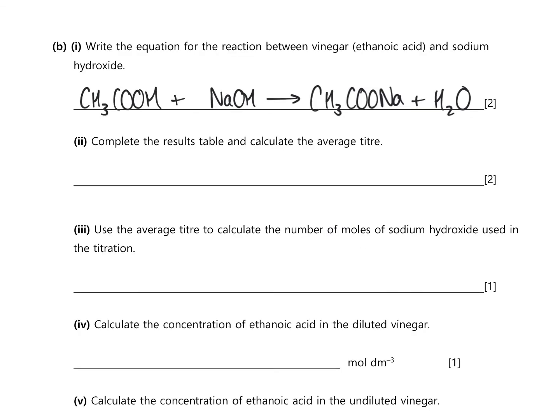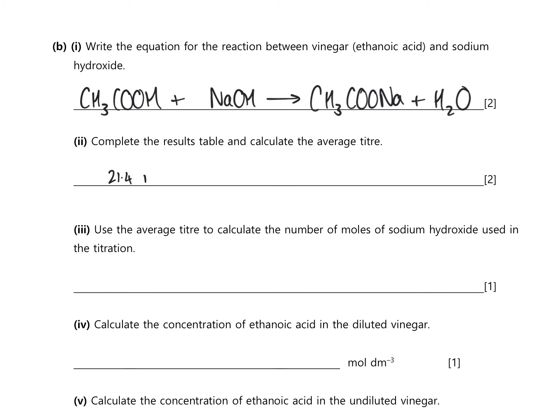Over on the next page, you're asked to write your equation for the reaction. This is essentially your titration equation, and you can see that's given there. Ethanoic acid plus sodium hydroxide giving you sodium ethanoate plus water, and that's already balanced. So complete the results table, which we've already done, and calculate the average titer.